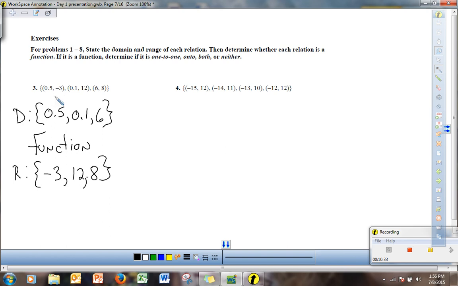Now I'm going to see if it's onto. Each element of the range is used. So yep, this thing is both. It was one-to-one and onto.